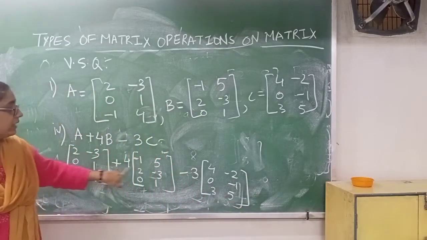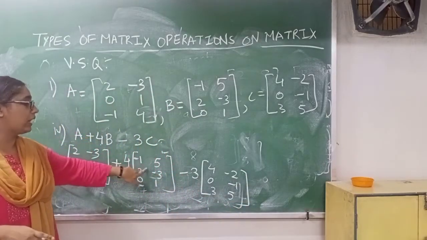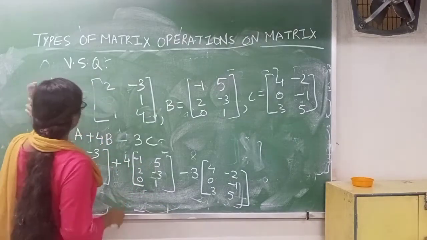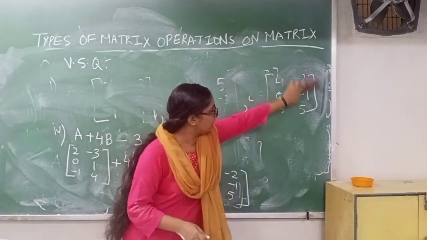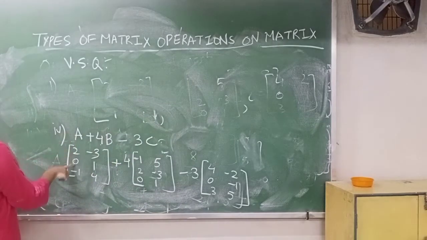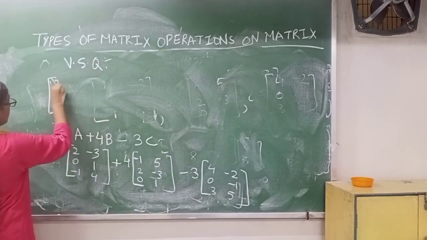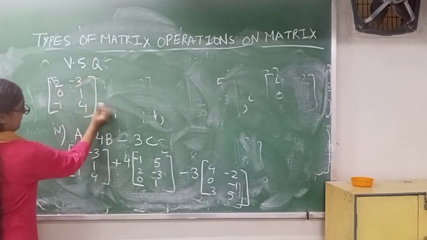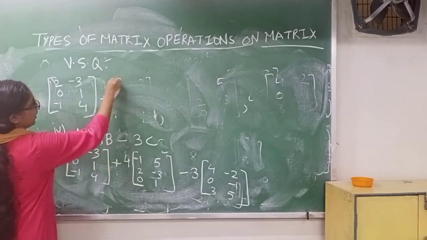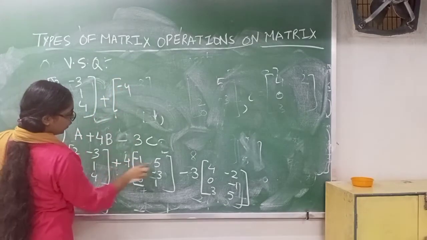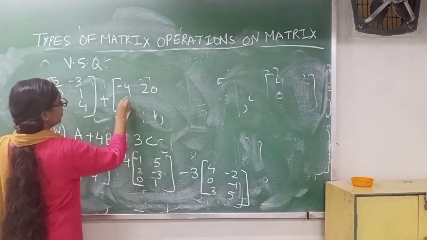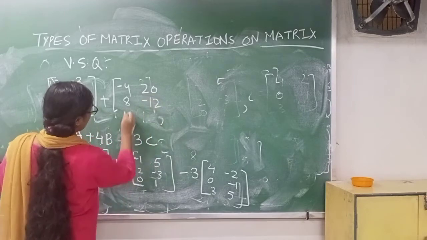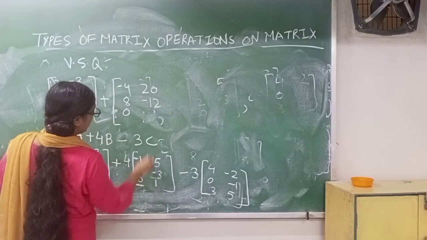Now you have to add and subtract, but before that you have to use scalar multiplication. This 4 will multiply with all. Now this one you will write as it is: 2, minus 3, 0, 1, minus 1, 4. Plus 4 into minus 1 is minus 4, 4 into 5 is 20, 4 into 2 is 8, 4 into minus 3 is minus 12, 4 into 0 is 0, 4 into 1 is 4.